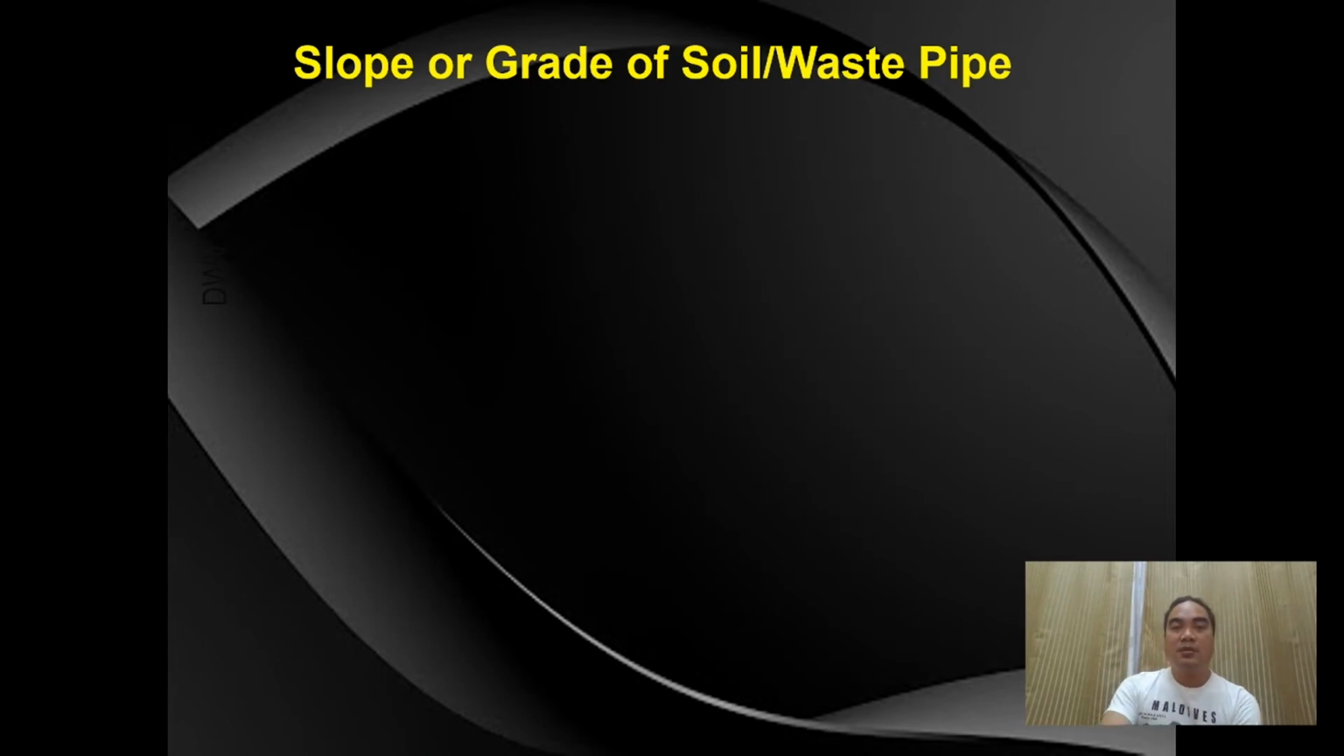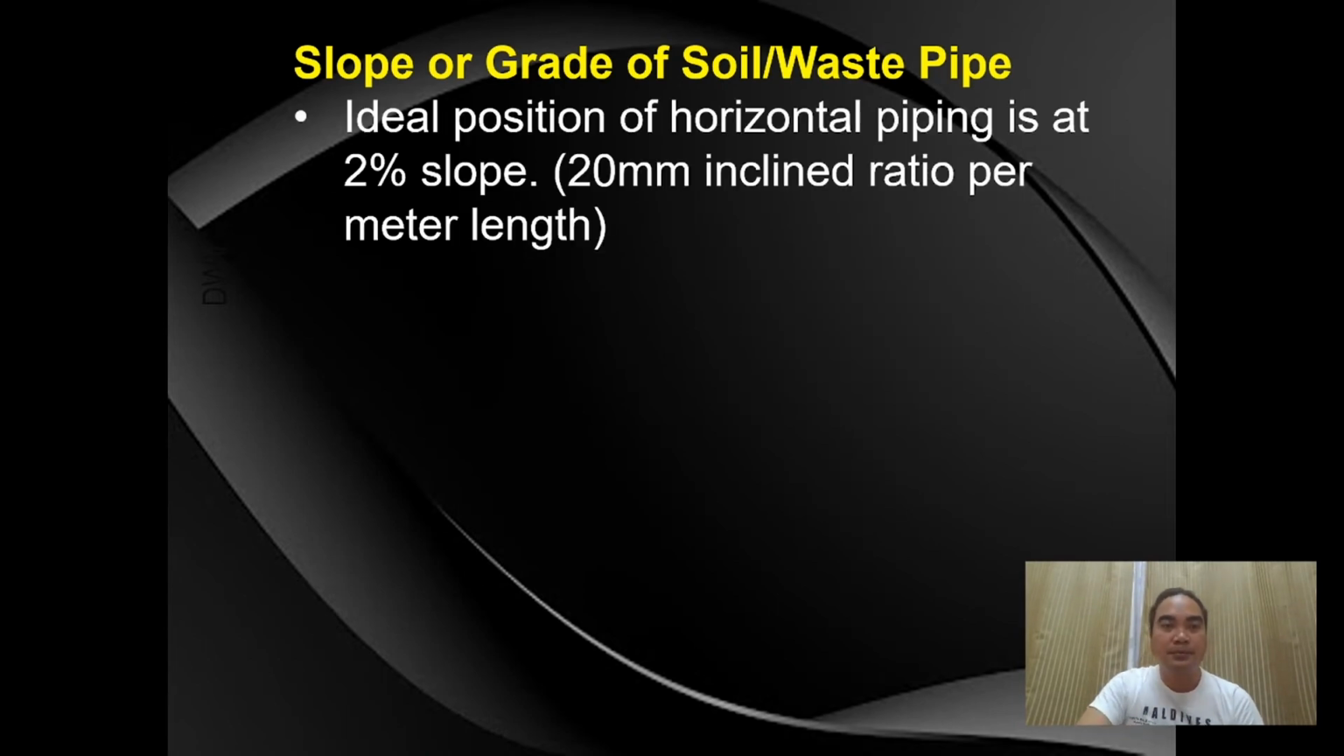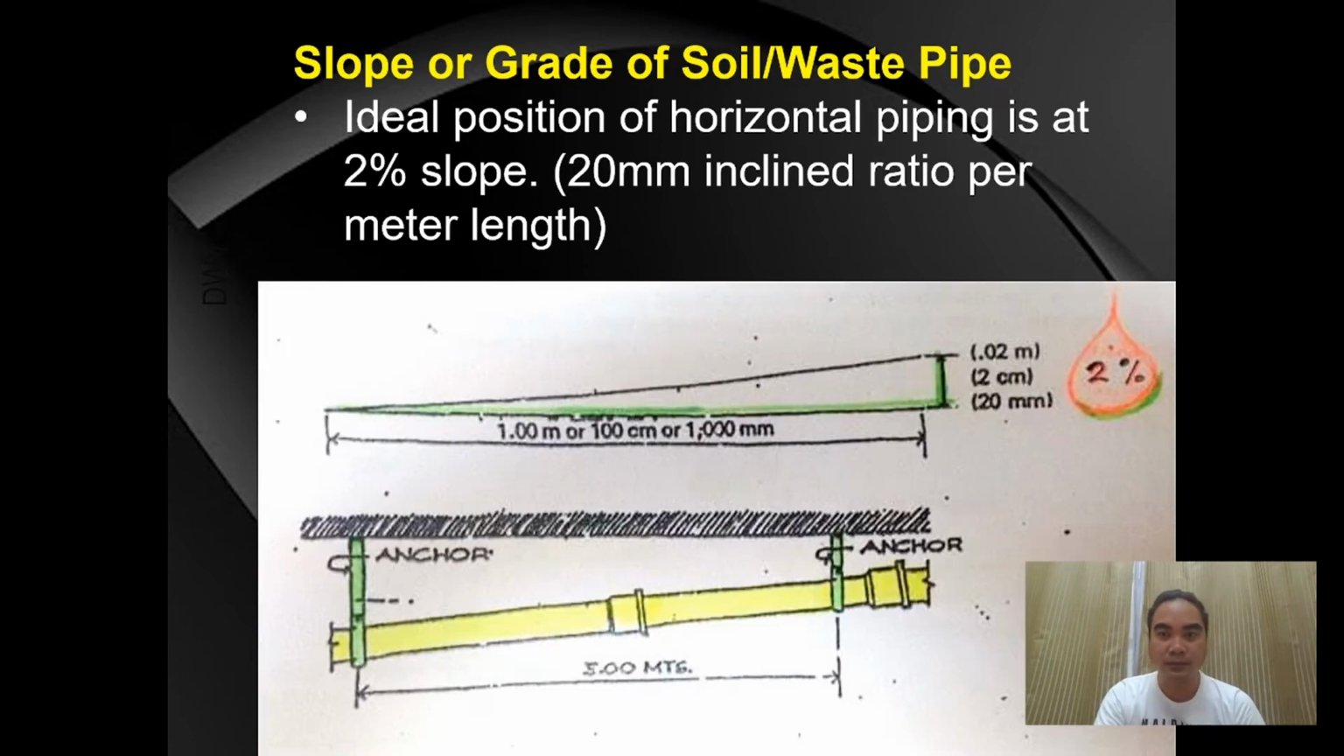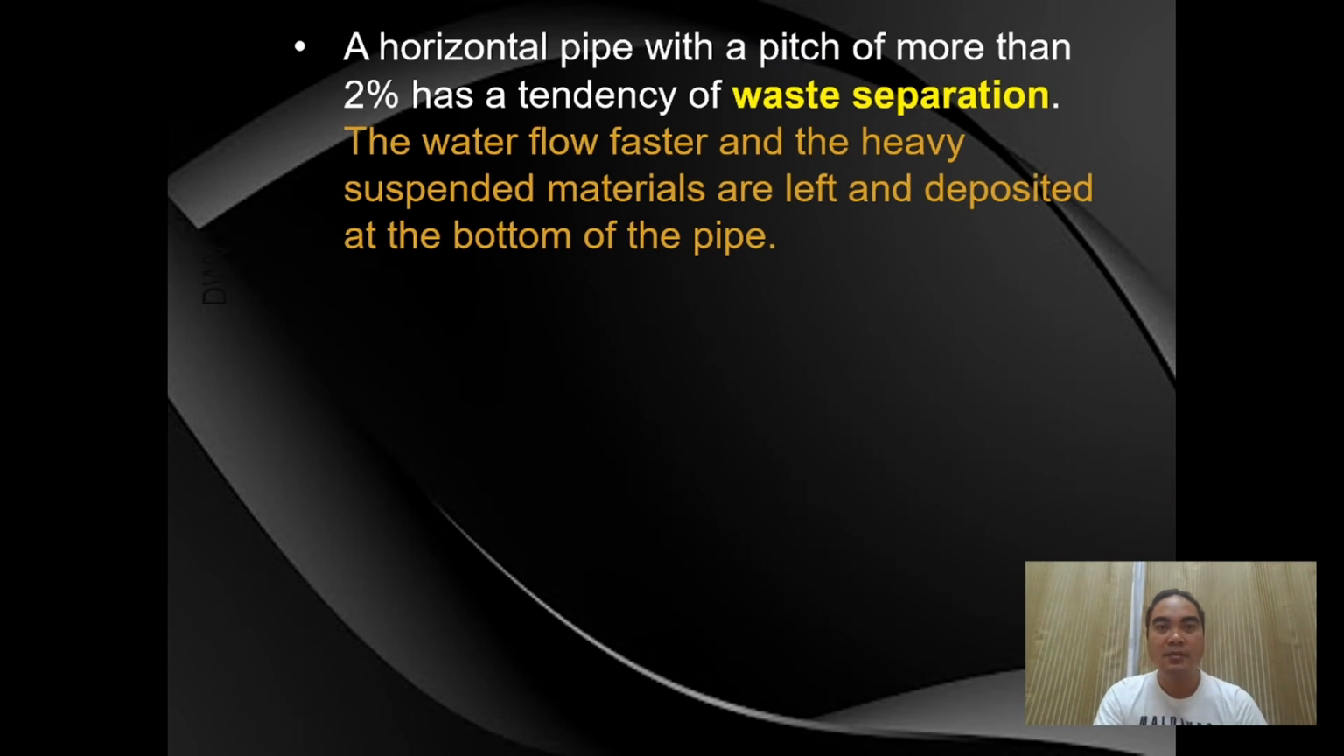Slope or grade of soil waste pipe. Ideal position of horizontal piping is the 2% slope, 20 millimeter inclined ratio per meter length. 2%. Horizontal pipe with a pitch of more than 2% has a tendency of waste separation. The water flows and heavy suspended materials are left and deposited at the bottom of the pipe.